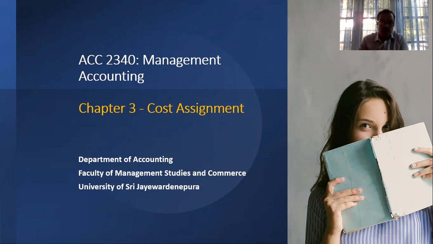So once it's assigned, assignment entails something. You can't assign something in the sky. You have to assign something to some specified thing.